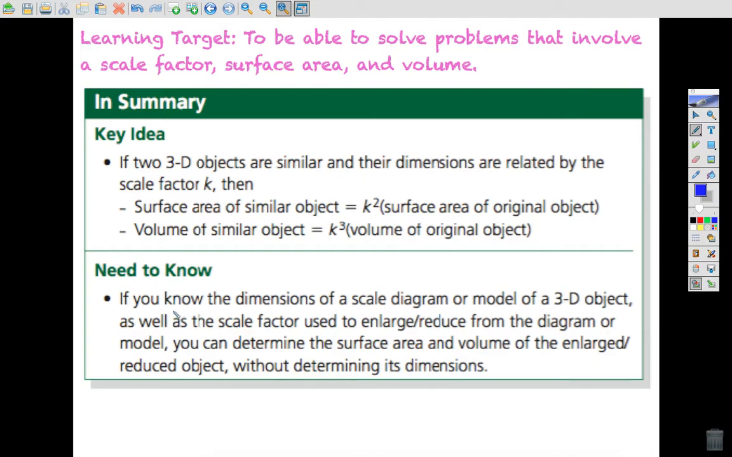What you need to know: if you know the dimensions of a scale diagram or model of a 3D object, as well as the scale factor used to enlarge or reduce it from the diagram or the model, you can determine the surface area and the volume of the enlarged or reduced object without determining its actual dimensions.